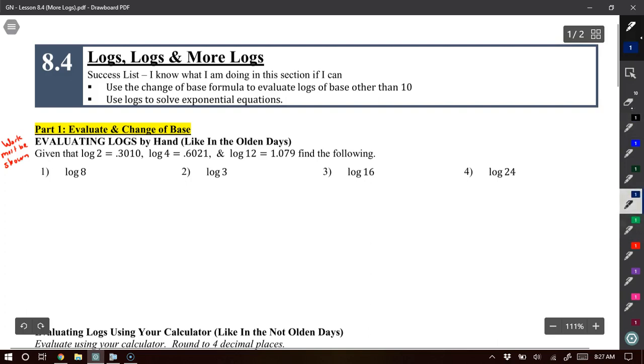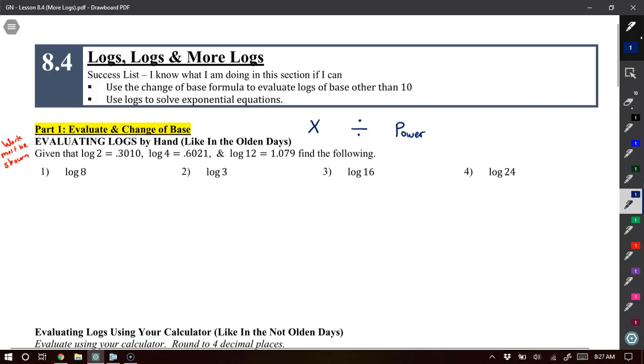We learned in previous lessons that if you are adding two logs together, you merge them by multiplication. Or if you are subtracting two logs, you merge them by dividing the terms together. Or if you have a coefficient of a log, you create an exponent, you create a power. These were our properties of logarithms from a previous lesson. This is how we're going to evaluate logs by hand.